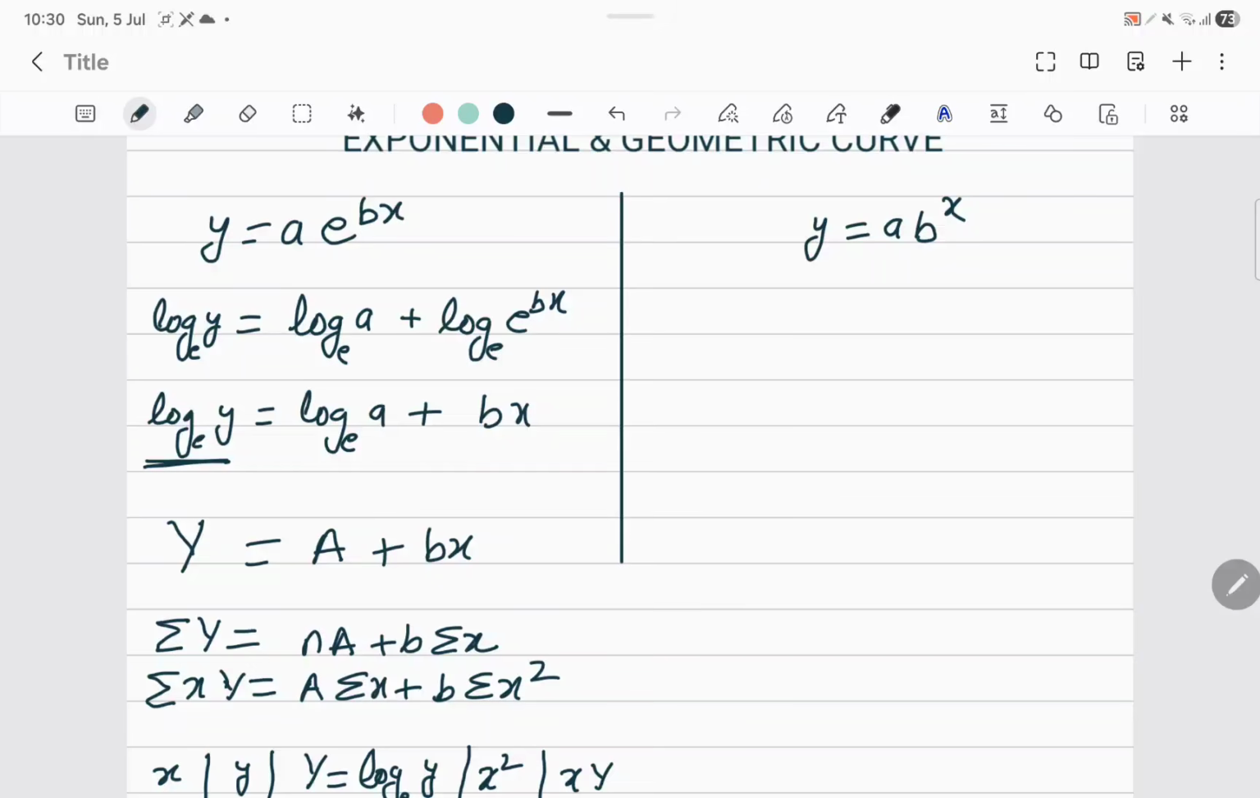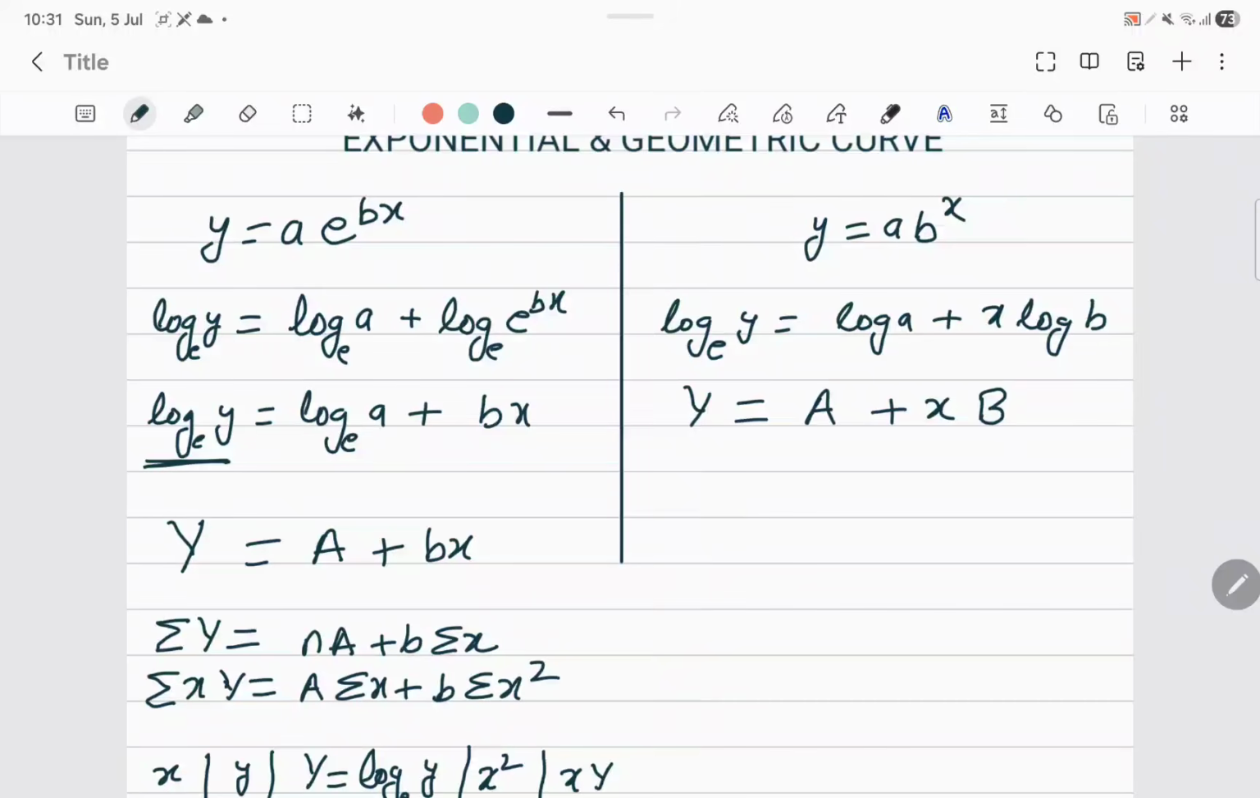If it is a geometric curve like this, what will I do? Step 1 is the same. Take log. So log a plus x log b. Now here it is Y is equal to a plus x log b, or directly write capital B. Okay, this is one form.